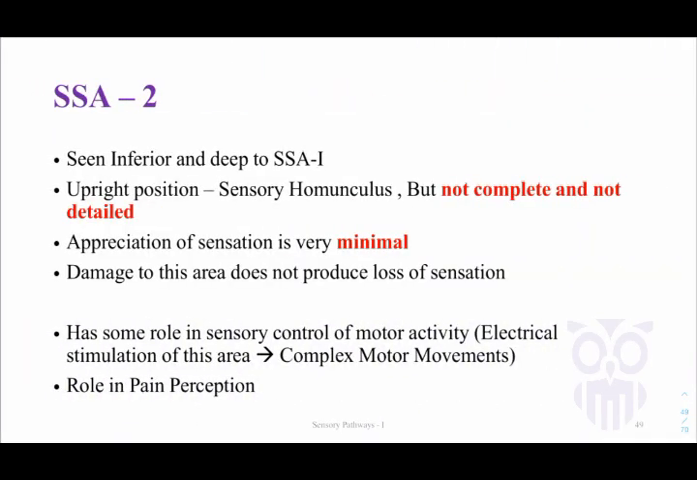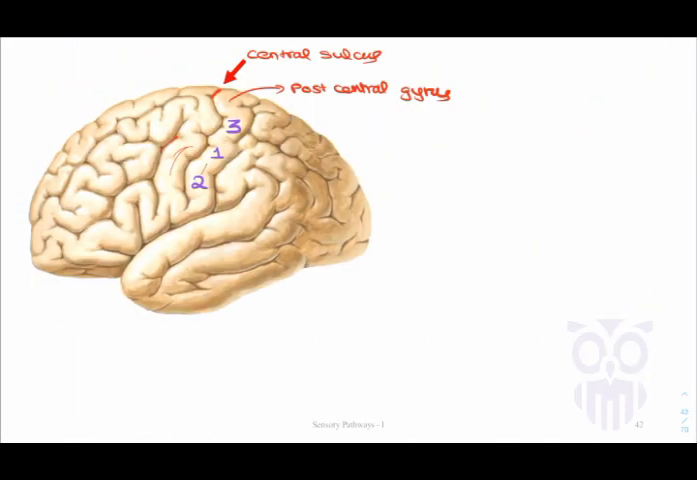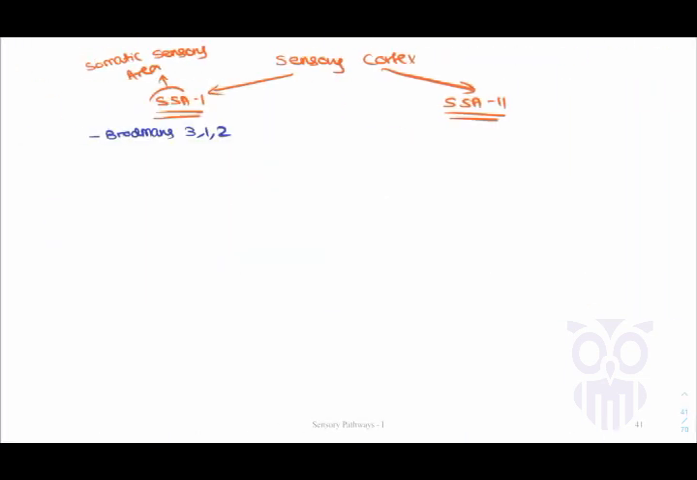What is SSA2? So what happens here? You have the brain, this is 312. This is the SSA1. Deep to this you have SSA2. Here you have an upright representation, but here it is inverted. Here was an upright representation, but it's not complete, not much of a use.